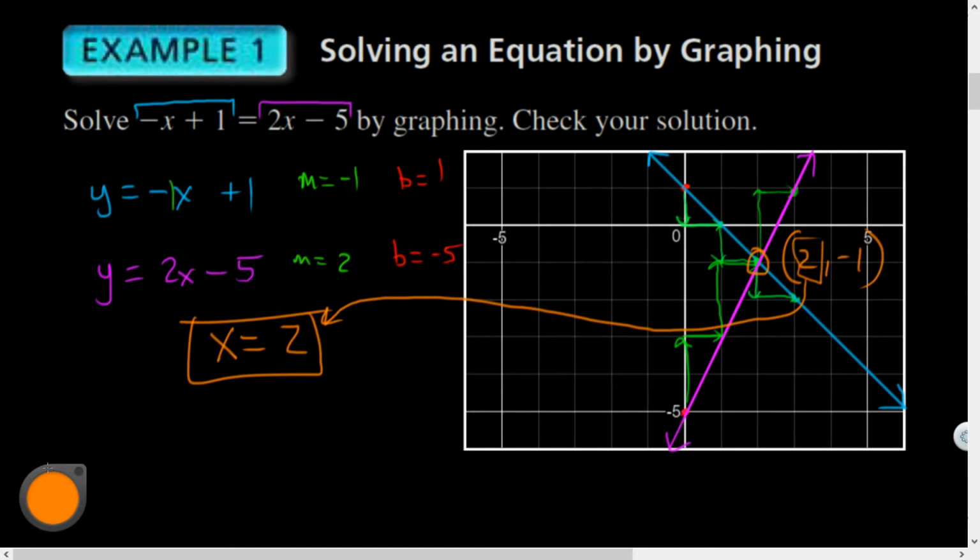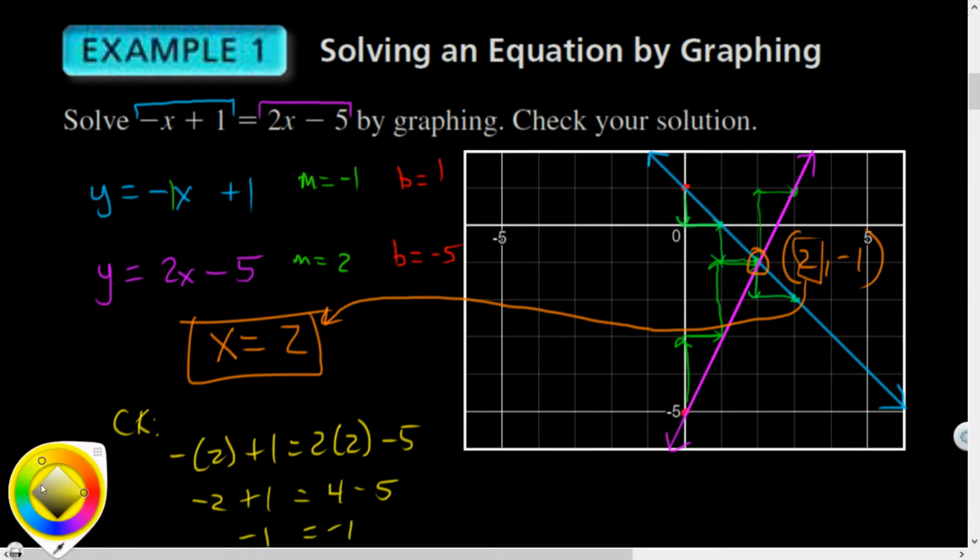They said to check it. Let's do a check. Why not? We haven't done a check in a while. Is the opposite of 2 plus 1 equal to 2 times 2 minus 5? If I plug this into the original equation, -2 plus 1 equals 4 minus 5. That's -1 equals -1. That's true. So that means it checks out. So yeah, we did find the solution. This is, like I said, a little bit weird. This problem actually would have been so fast to solve algebraically, but they're trying to get you into this concept of solving this way.